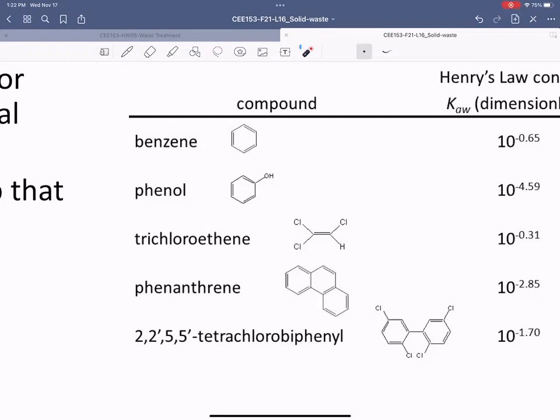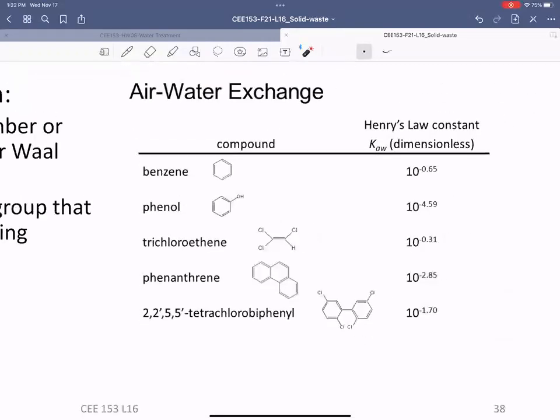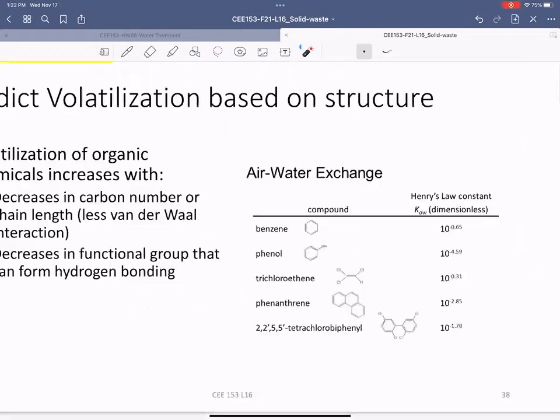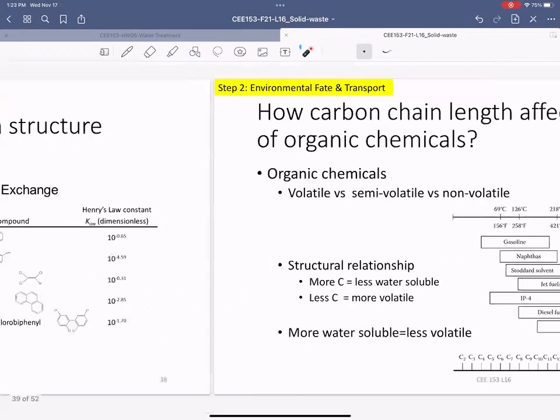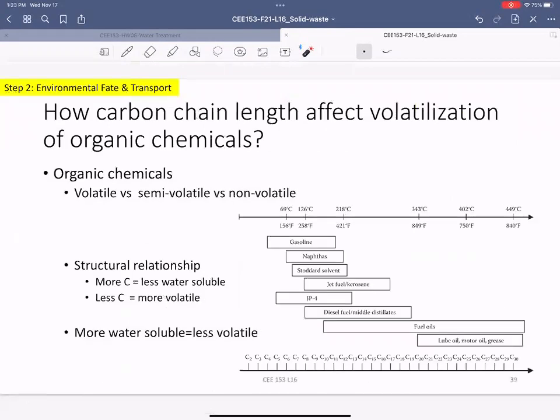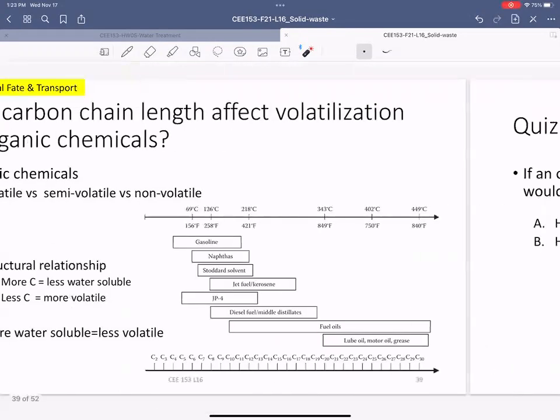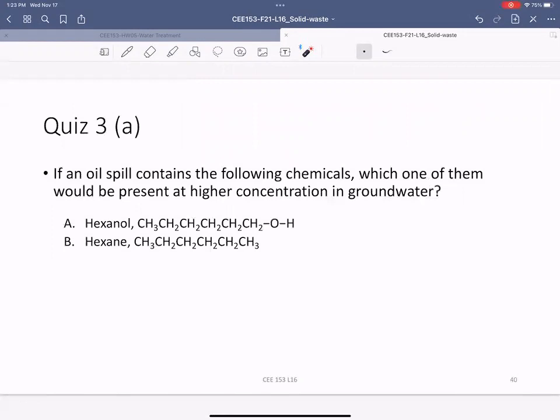Same thing if I ask you between phenanthrene and the last one, you can see which is more volatile based on this. That's the Henry constant. A low Henry constant means it's a very small number. Again, we talk about this thing. I'm not going to go into details. Let's do the quiz questions.